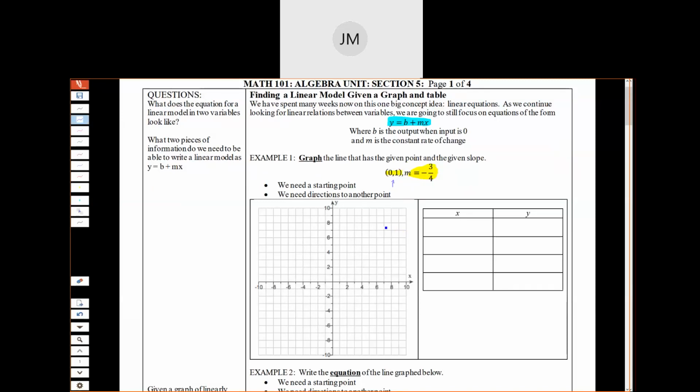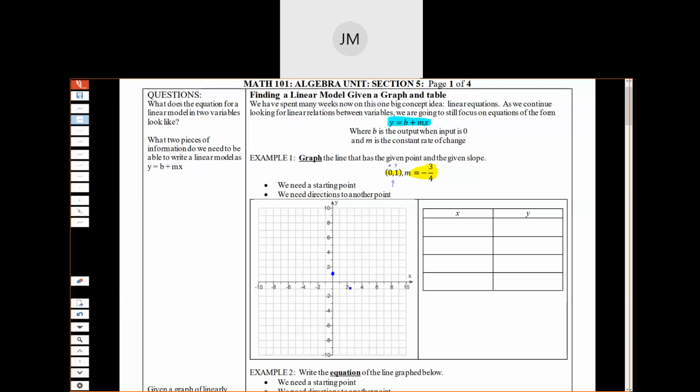To graph this, we start with the point that we have. So I have the point (0, 1). Remember that it always gives you the x and then the y coordinate. So my x is 0 and y is 1. That's this point up here. Then we need to figure out another point, and then we can connect them. Because it's a line, I really only need 2 points. There are a couple of different ways to go about this.